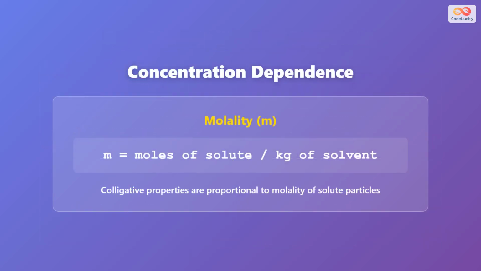Colligative properties depend on the concentration of solute particles, and we measure this concentration using molality. Molality, symbolized by lowercase m, is defined as moles of solute per kilogram of solvent. The formula is molality equals moles of solute divided by kilograms of solvent. We use molality rather than molarity because molality doesn't change with temperature, since it's based on mass rather than volume. All 4 colligative properties are directly proportional to the molality of solute particles in the solution.